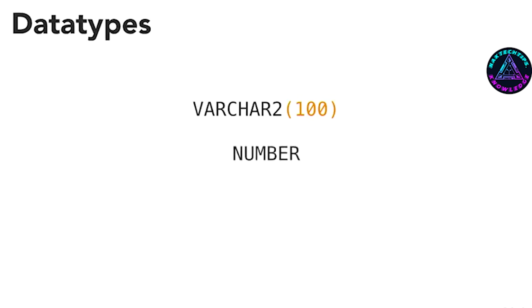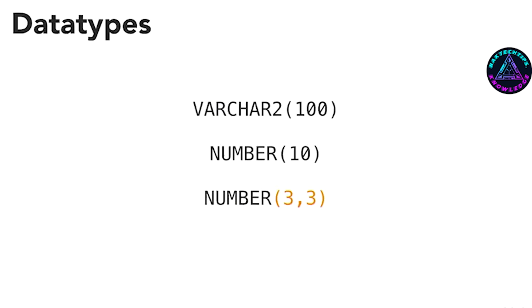In addition, we have a number data type, which is used to store numbers. We can restrict the size of the number data type by specifying the precision. Similarly to the VARCHAR2 data type, we specify the precision inside parentheses. Specifying number with a precision of 10 essentially limits us to integers, while specifying number with a precision of 3,3, or any other numbers you choose, will enable us to use decimals, where the precision after and before the decimal point can be controlled as part of the data type declaration.